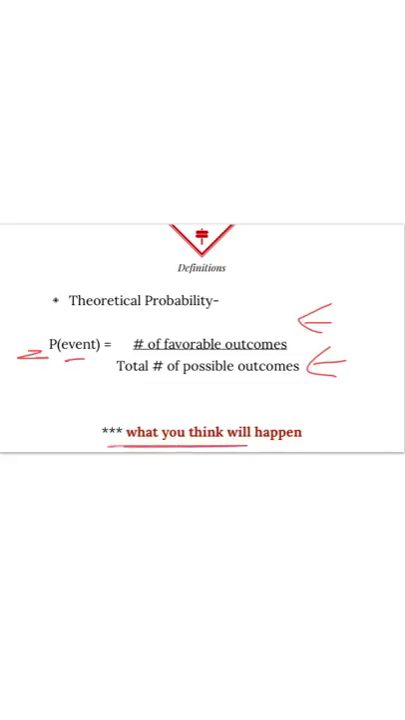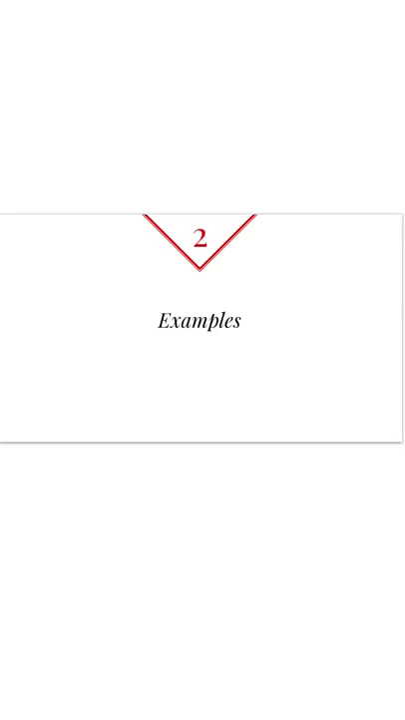And remember, this is what you think will happen. This is just when you're crunching numbers and trying to figure out what the possibility is. This is not if you actually perform it. That's experimental probability, which we will do at another time. Let's look at some examples.